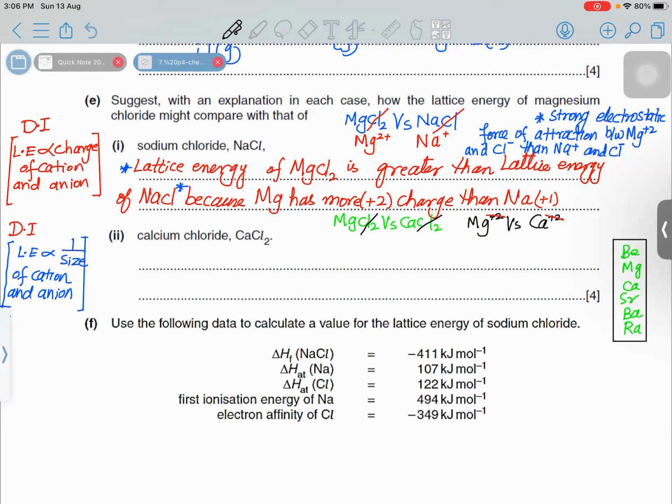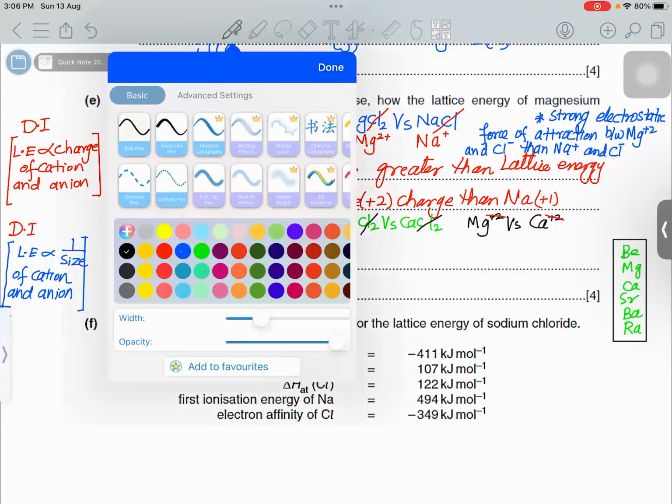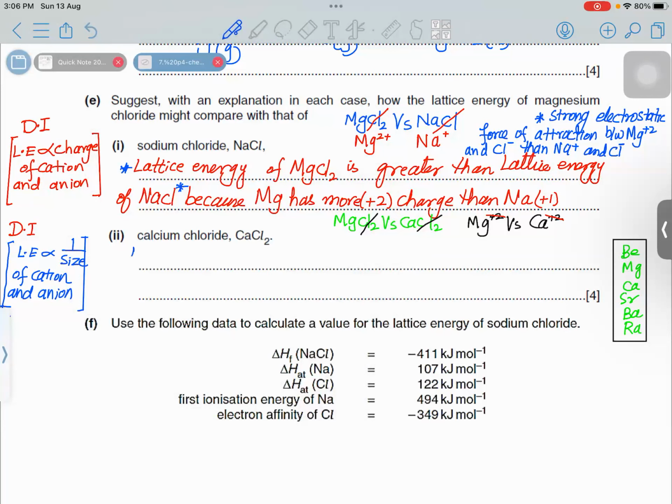You have only 2 factors, right? Always remember, charge is dominating factor. So next is lattice energy of MgCl2 is greater. Lattice energy of MgCl2 is greater than lattice energy of calcium chloride. This is for 1 mark.